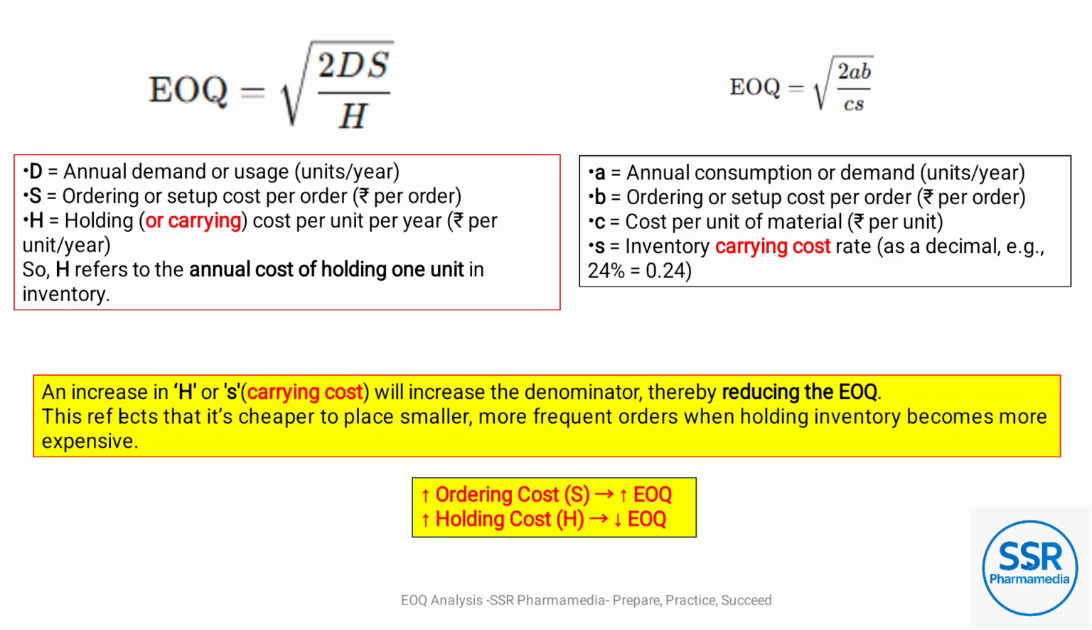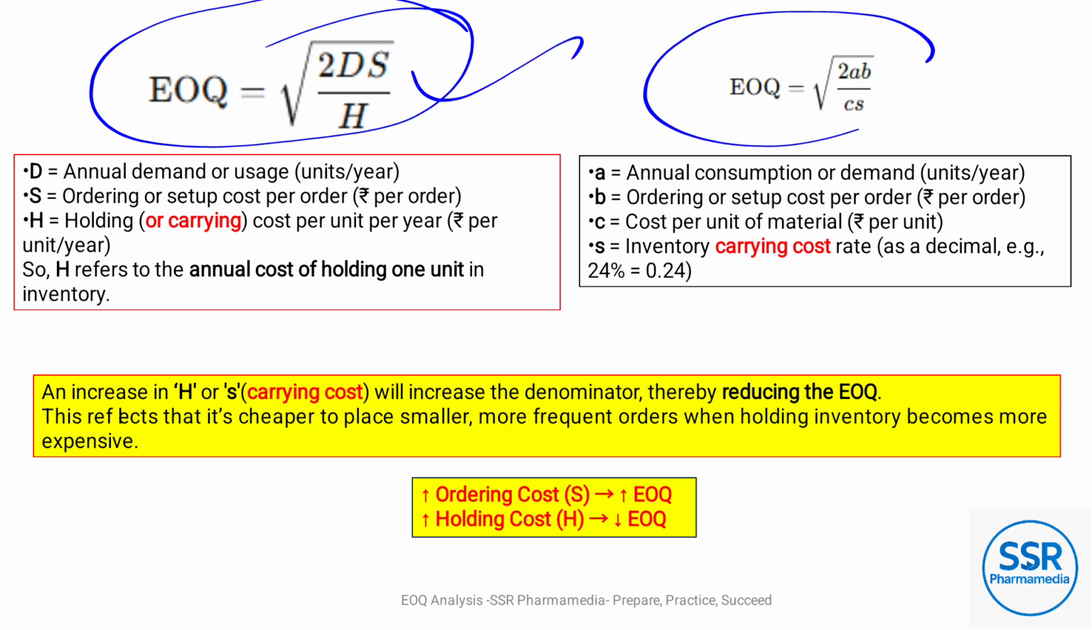So you look at these two formulas. This formula is based on the algebraic method, and it is a formula present in the book. In these two formulas, D means the annual demand, S means ordering or setup cost per order, and H means holding or carrying, the inventory carrying cost. So H refers to the annual cost of holding one unit in inventory.